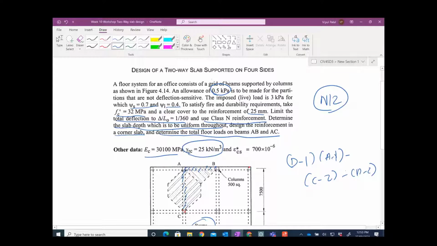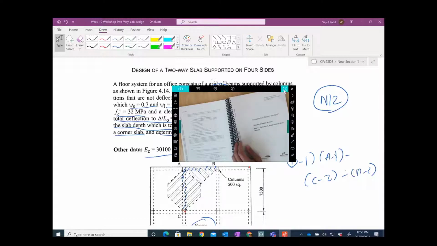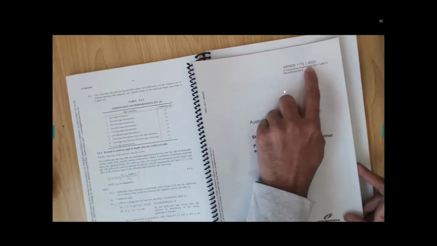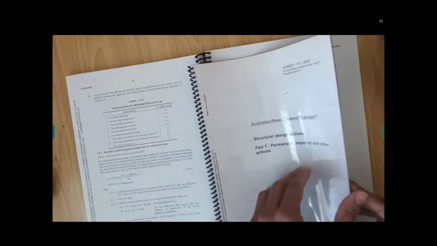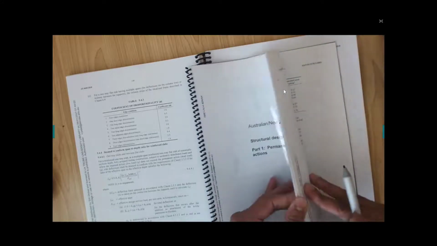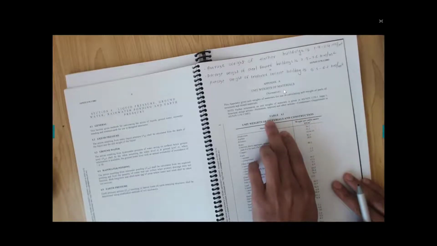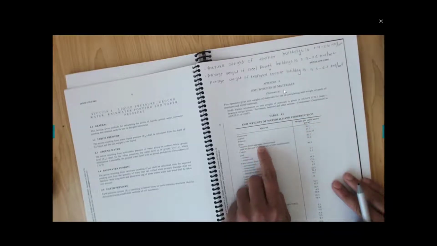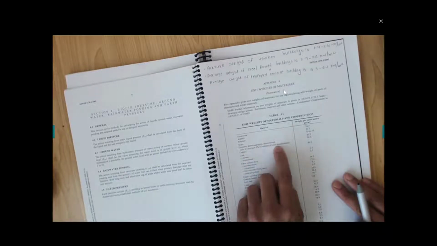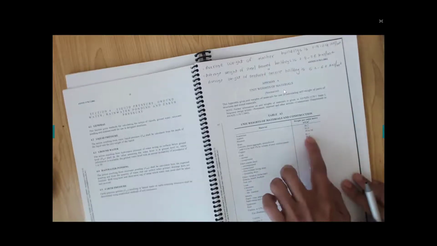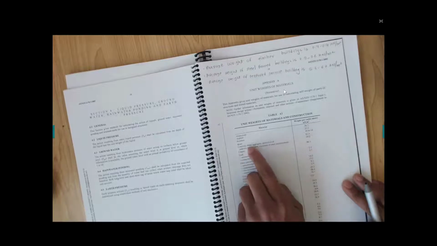The density of the concrete is given as 25 kilonewton per meter cubed. It is already given, but in case some students need a refresher, we can go to AS/NZS 1170.1, permanent, imposed and other actions. If you remember, there was a table, the unit load of material and constructions, table A1. In that one you have concrete, dense aggregate, unreinforced, 24. You need to add 0.6 for 1% of steel reinforcement, so 24.6, rounding off to 25, because 24 applies when your concrete is unreinforced.